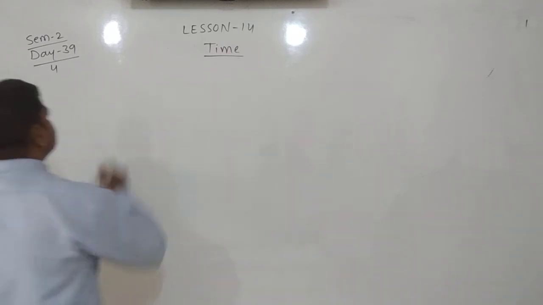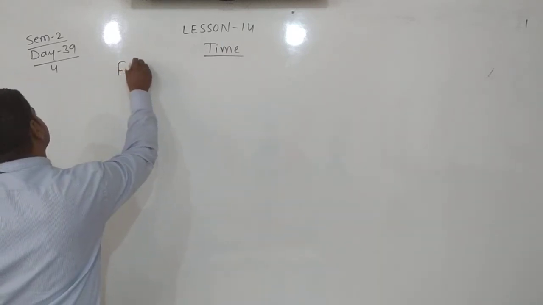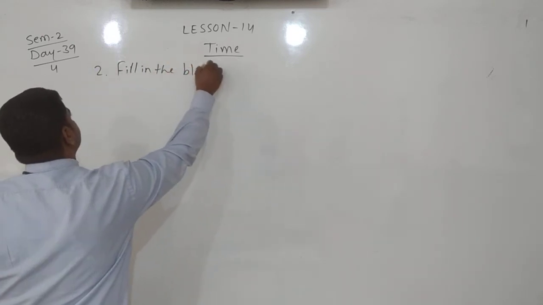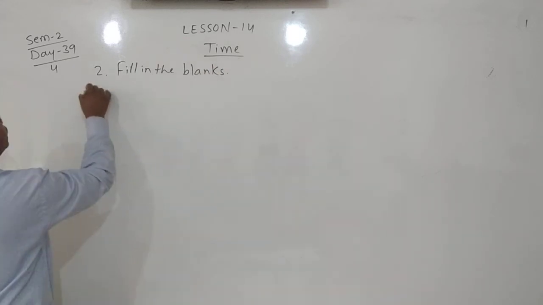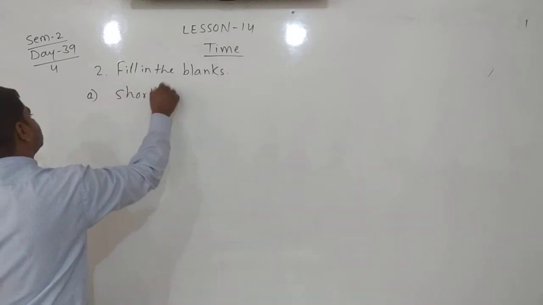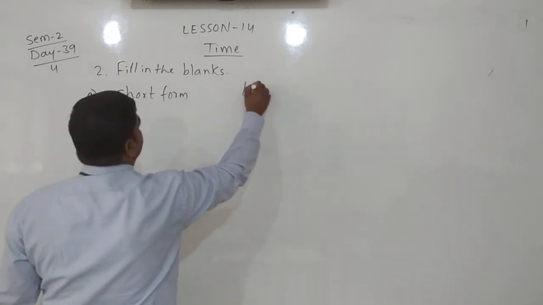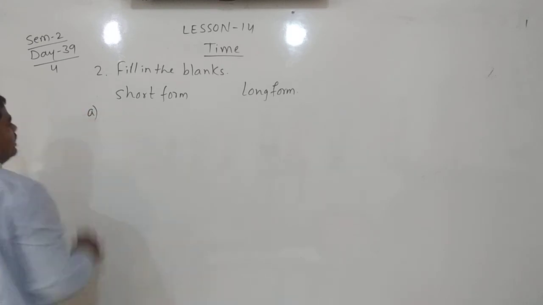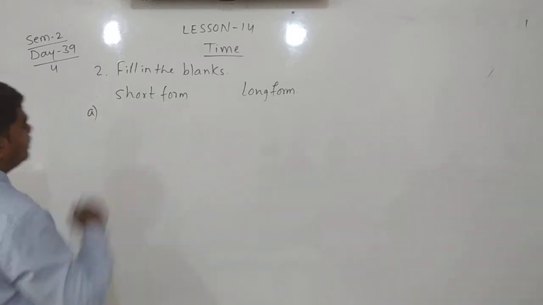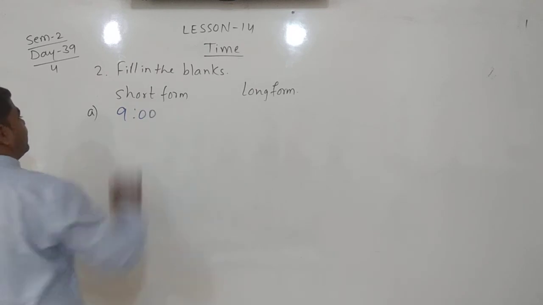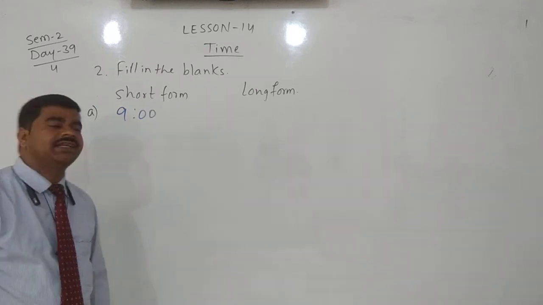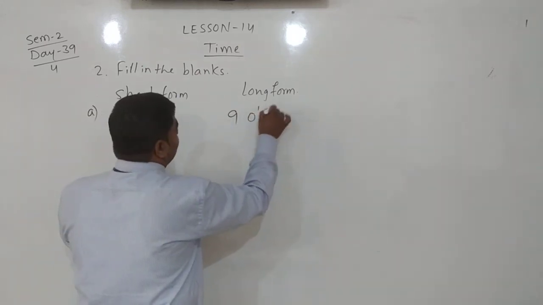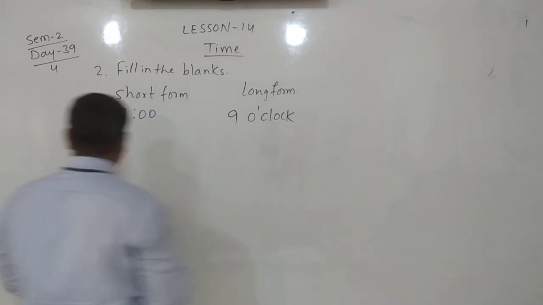Fill in the blanks here. The short form of a time is given. We should write the long form in words. A, yes, that is 9 hour 00 minutes. 9 hour 00 minutes we can read as, what's the time? 9 o'clock. You write 9 o'clock here.